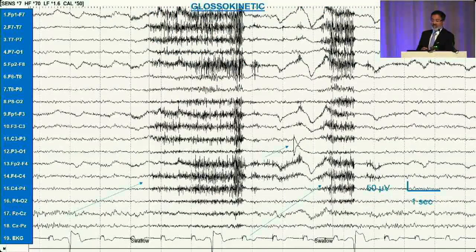Also associated with this is EMG or myogenic artifact. Another type of common artifact we talk about is the eye movement artifact, which we see here as well displayed.